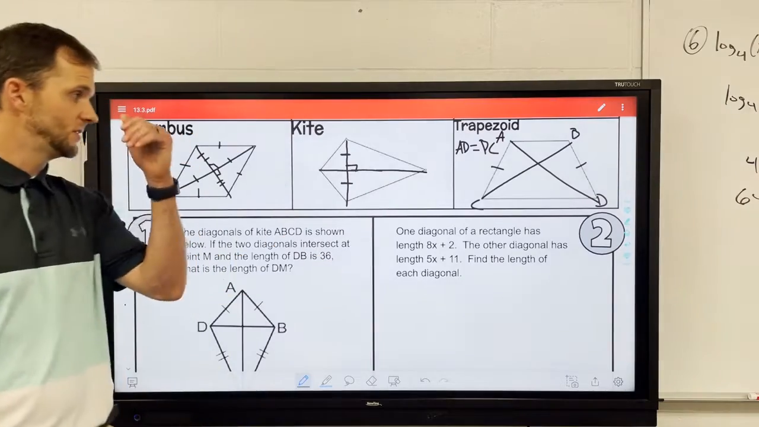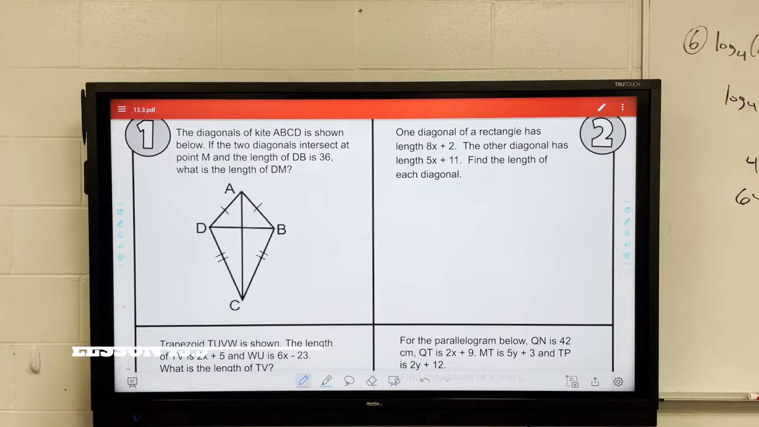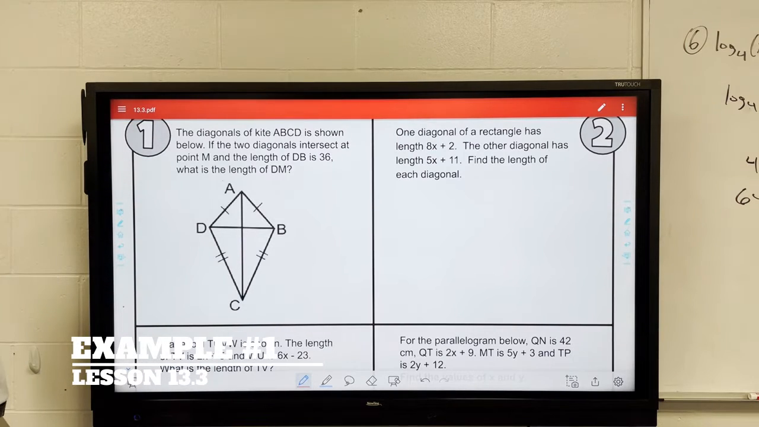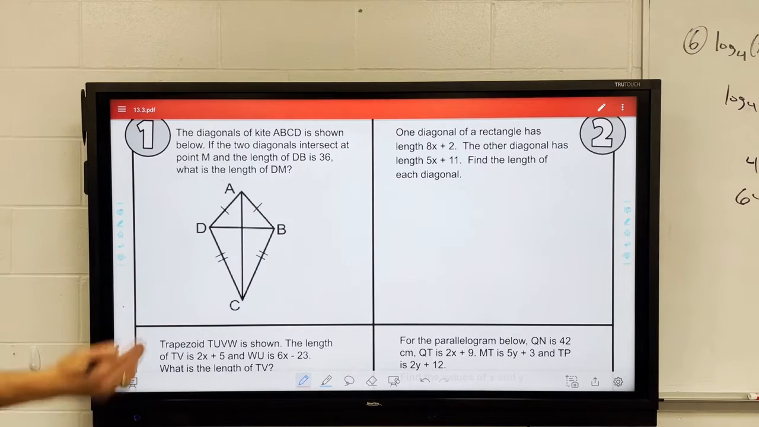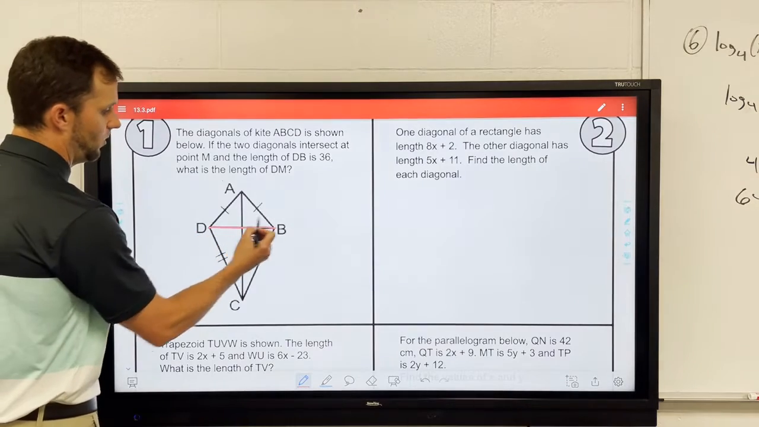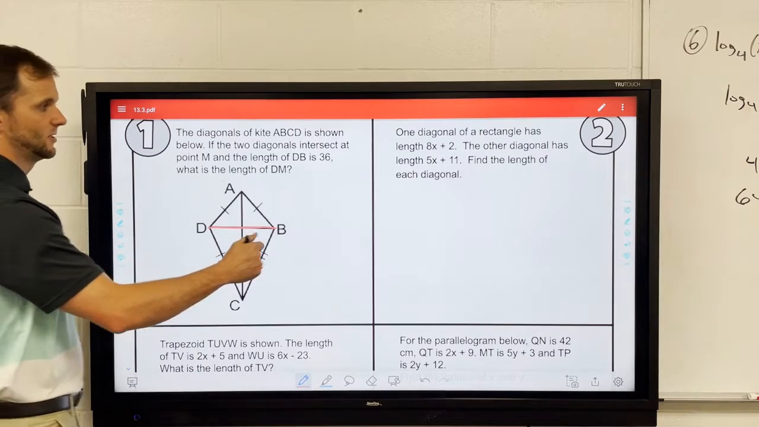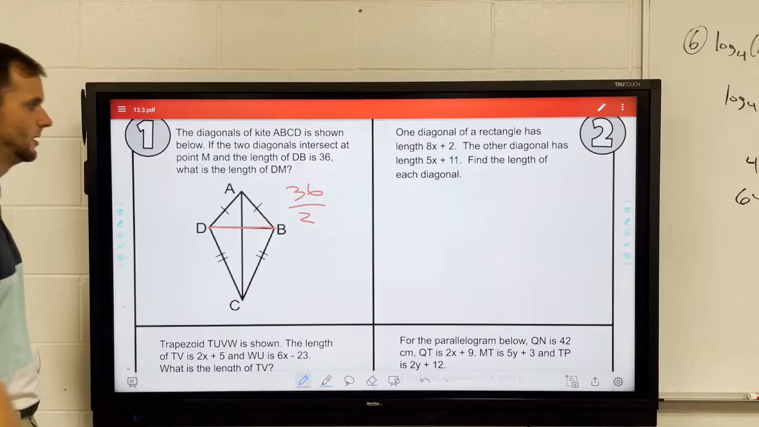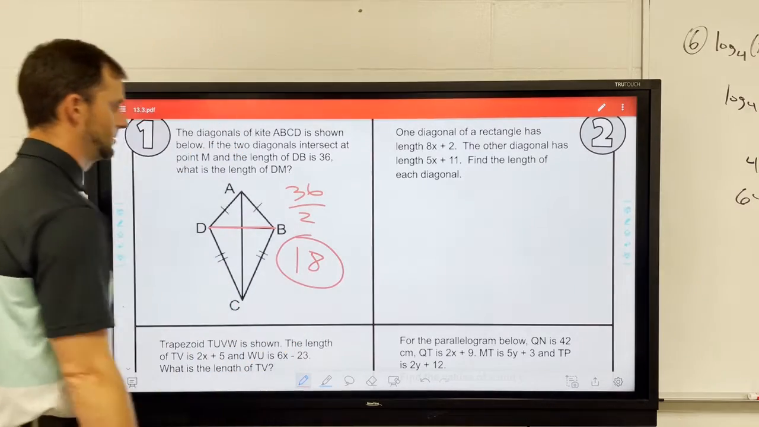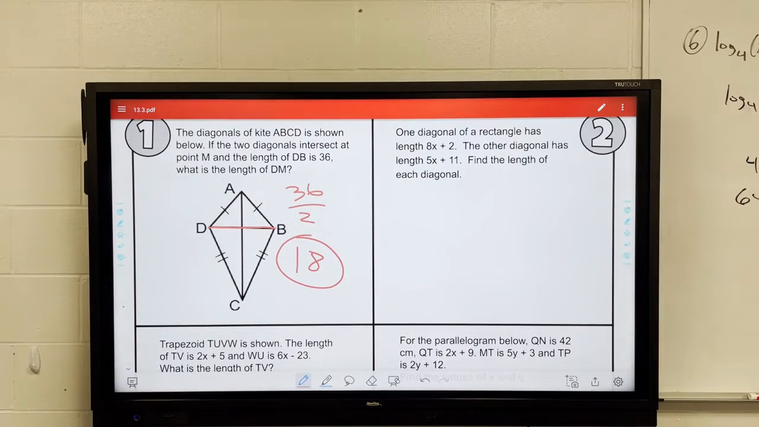We're going to take these properties of the diagonals and apply them to our examples. So let's jump over to example number 1. It says the diagonals of a kite ABCD are shown below. If the two diagonals intersect at point M in the middle and the length of DB is 36, what is the length of DM? From D to B is my whole line. I told you earlier that the longer diagonal is going to cut this one in half. So if I do 36 divided by 2, that gives me the length of DM. So DM is going to end up being 18. Just by knowing that the longer one cuts it in half, I would just cut it in half.